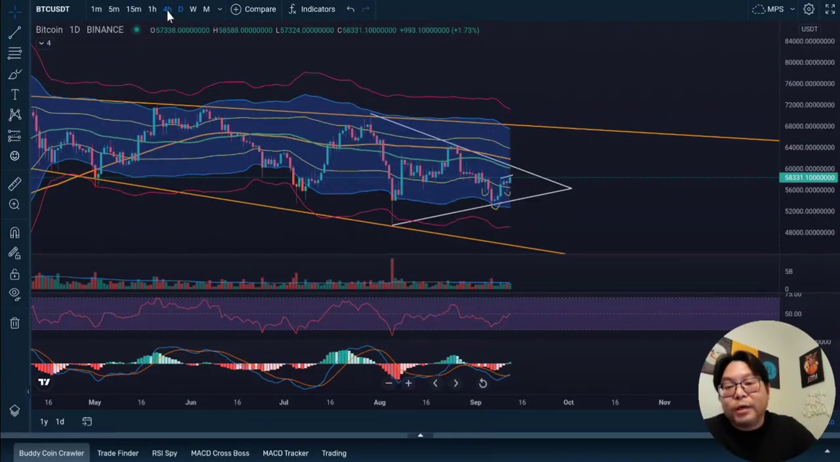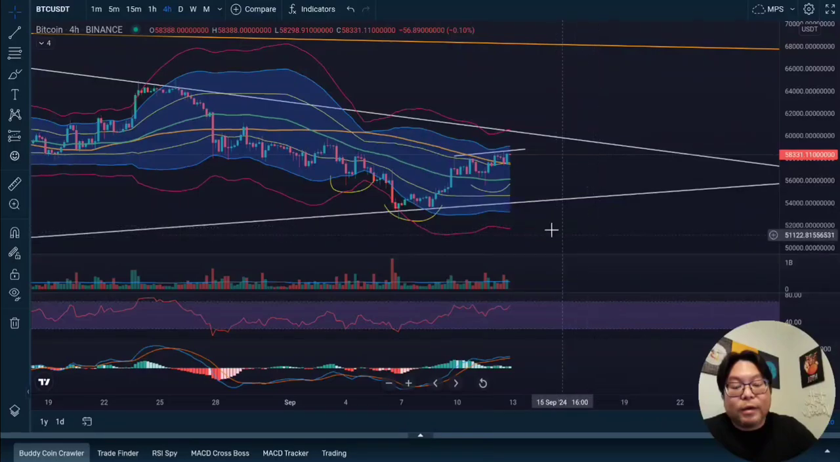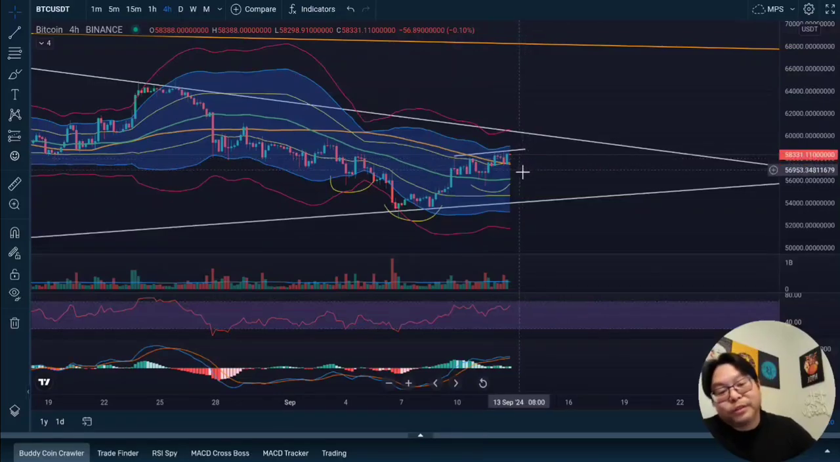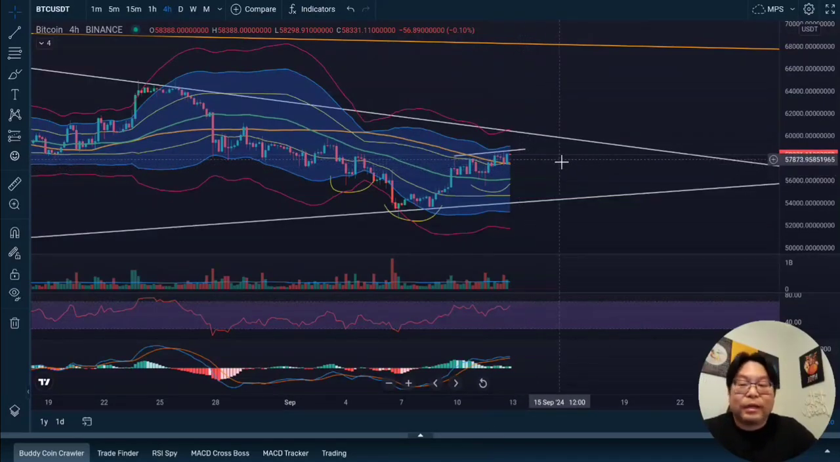For one, we're actually, again, on an inverse head and shoulders. That's a bullish signal. All right, that's tech analysis for you. But two, if you're one of those news people, Fed rate cuts are coming next week. Fed rate cuts are usually a bullish sign for crypto and Bitcoin.